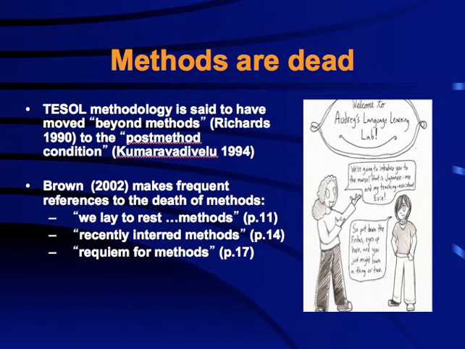Other writers like Brown, this is the Brown who wrote your textbook, in a paper made frequent references to the death of methods. I'm just quoting now. We lay to rest methods, recently interred methods, requiem for methods. It was as though methods was some kind of Dracula that had to have a stake driven through its heart. Here I want to argue that the notion that methods are dead is untenable, and in fact we have really nothing to fear about methods, so we don't really need to consider them dead.